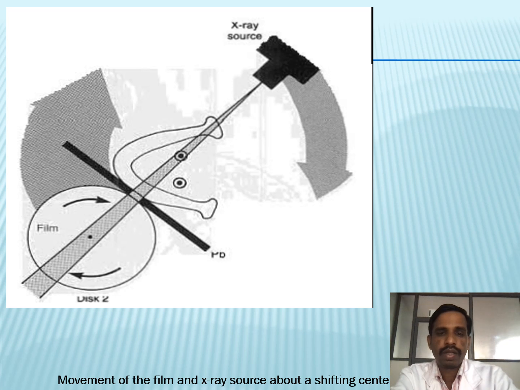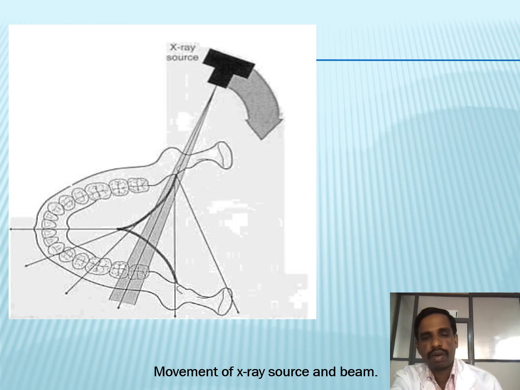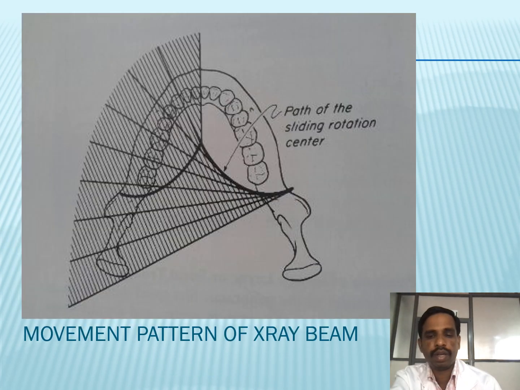In this picture you can see this stationary rotation center. The X-ray source is coming, and on the lingual aspect of the mandible, on the right side of the mandible, the rotation center is there. The X-ray source is passing to the film, and the film is moving in an anti-clockwise direction while the X-ray source is moving in a clockwise direction. The X-ray source will always be tangential to the rotation center. We need to keep that in mind.